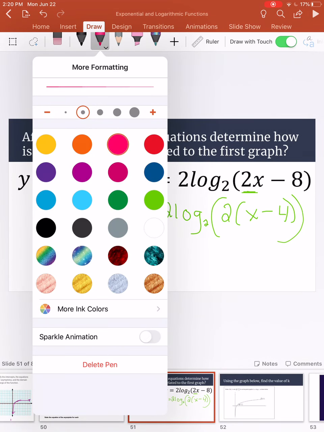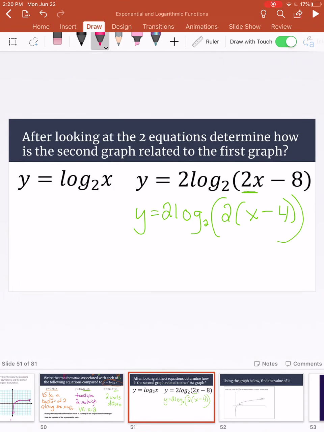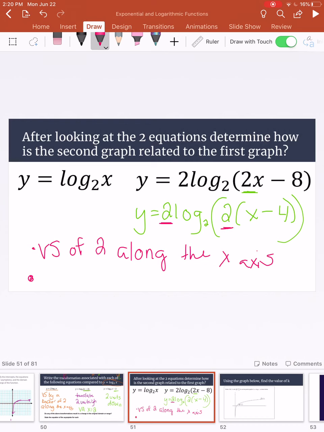Okay, so now that I have that b value factored out, I know this is my a value because it's in front of the expression. So that means I have a vertical stretch of 2 along the x-axis. That b value, remember, is your horizontal stretch, and you're always going to take the reciprocal, so it'd be 1 over 2 along the y-axis.